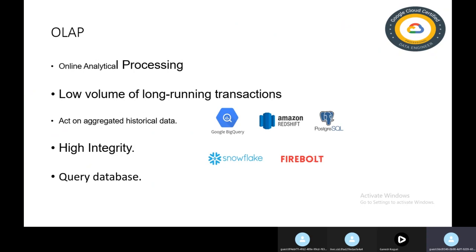You can see some of the tools which we are using nowadays for OLAP processing, like Google BigQuery, and in Amazon we have Amazon Redshift, then we have PostgreSQL, then we have Snowflake and Firebolt. All of these we are using for OLAP processing.